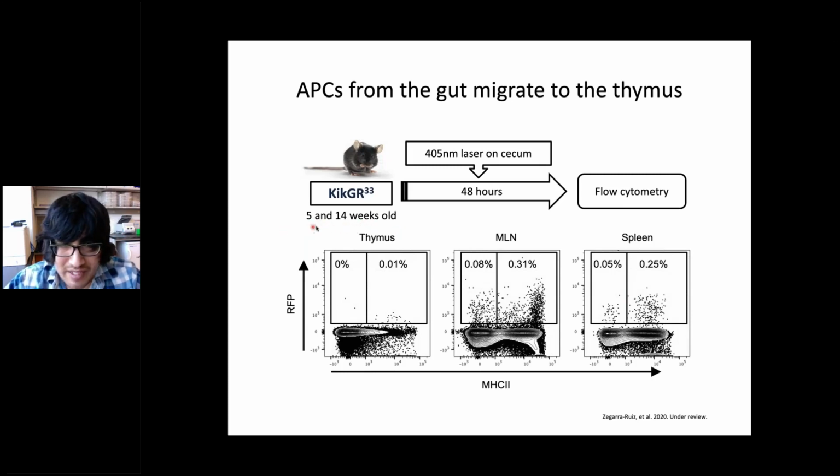choosing these time points because this is the time point, basically week 3 plus 2 or week 12 plus 2, in which we see these CX301s accumulating in the thymus. But we can see clearly that after shining the laser in the cecum, we see sickle red cells in the spleen, in the MLN, and in the thymus. And we can see clearly that the majority of these cells migrating from the cecum into these distal tissues were MHC class 2 positive. So basically these were antigen presenting cells.